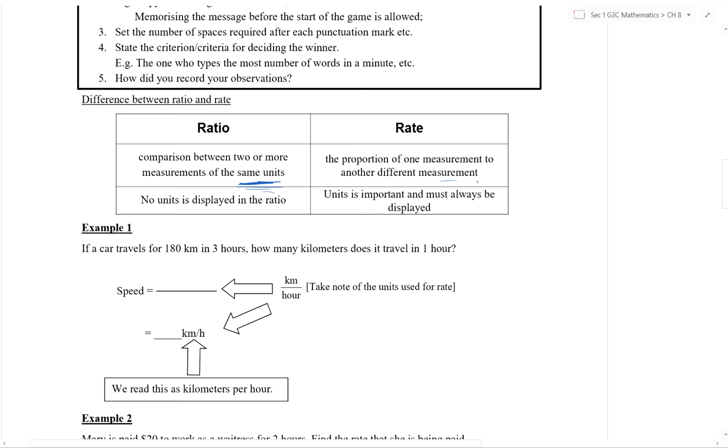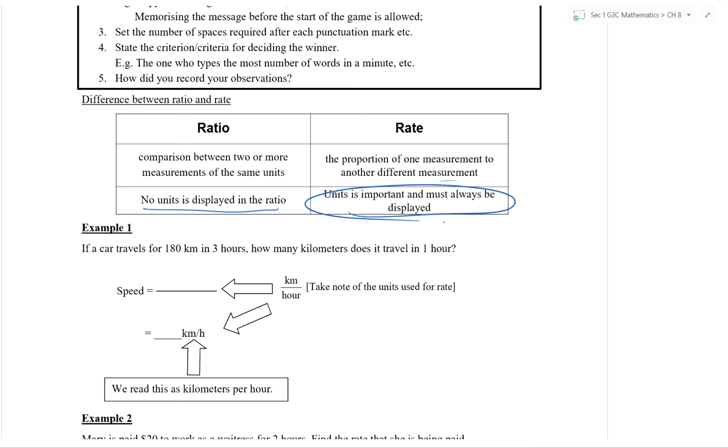For example, our speed. We've done speed in primary school before, meters per second, kilometers per hour. The units are different, so that speed is a rate. Okay? Now, in ratio, there are no units to be displayed because they are the same units. So you shouldn't be writing down any units. Whereas in rate, the units is important. It must always be displayed.